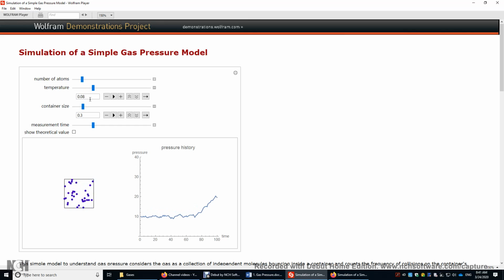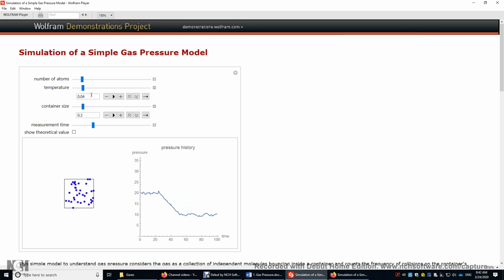It goes up to roughly 20. So if we double the temperature, the pressure is also doubled. Pressure is proportional to temperature. Now I will bring the temperature back to 0.04. The pressure should drop back to 10.